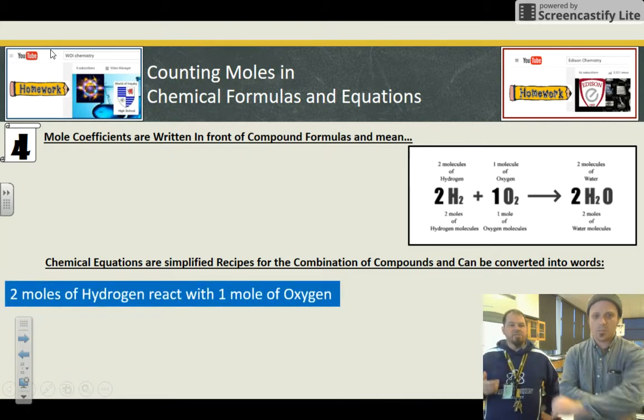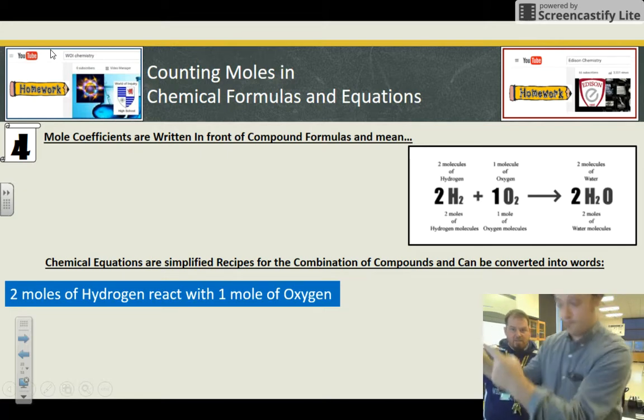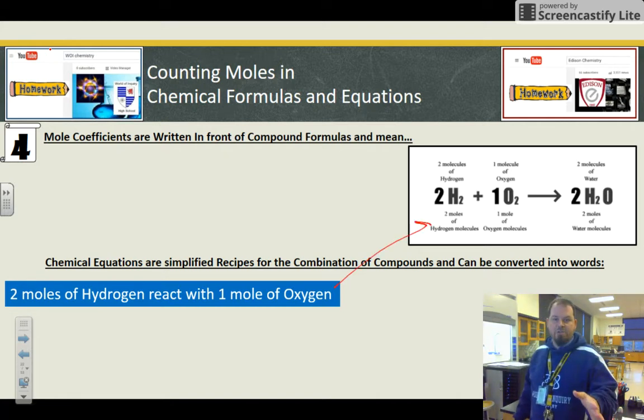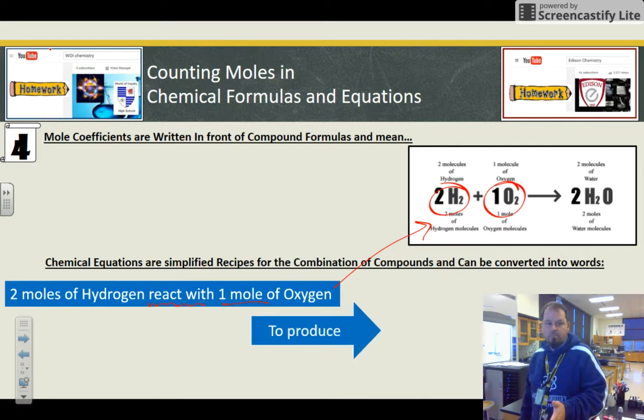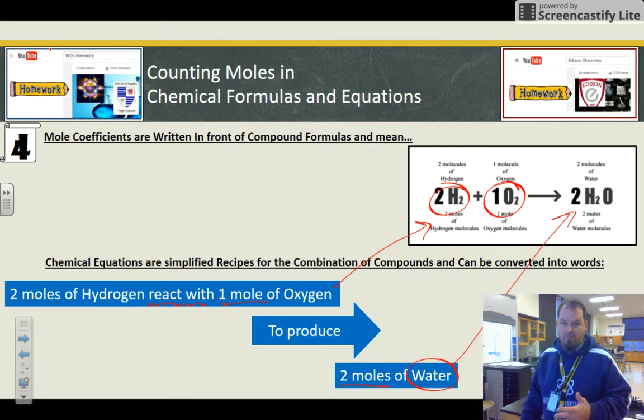Chemical equations are a simplified recipe. 2 moles of hydrogen react with 1 mole of oxygen. This is right from this box we're reading. You need to be able to write these words out from this chemical reaction. React to form, or to produce. That's the arrow. And then it produces 2 moles of H2O, or 2 moles of water. You can name that however you want. But notice the moles: 2 to 1 react to get 2.